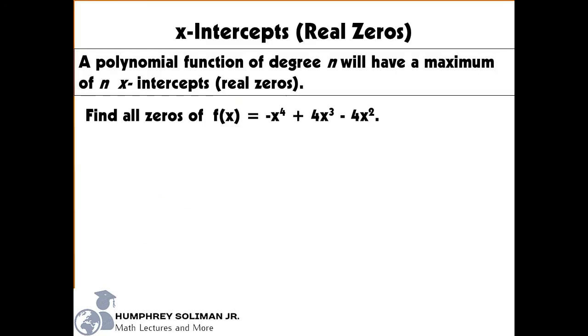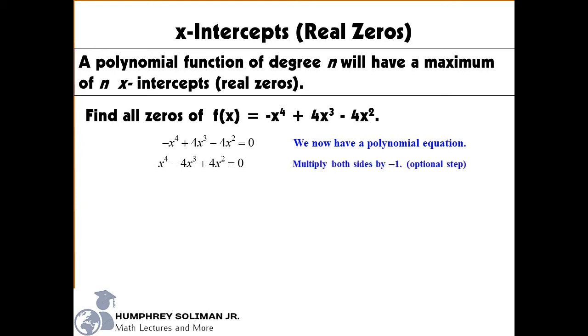Moving on to x-intercepts. Let's find all the zeros of f of x equals negative x raised to 4, plus 4x cubed, minus 4x squared. First, we equate it to 0. We now have a polynomial equation. Next, we multiply both sides by negative 1 so that our first term will be positive. Then, we factor out x squared. After that, we will factor it completely into x squared times the quantity x minus 2 squared.